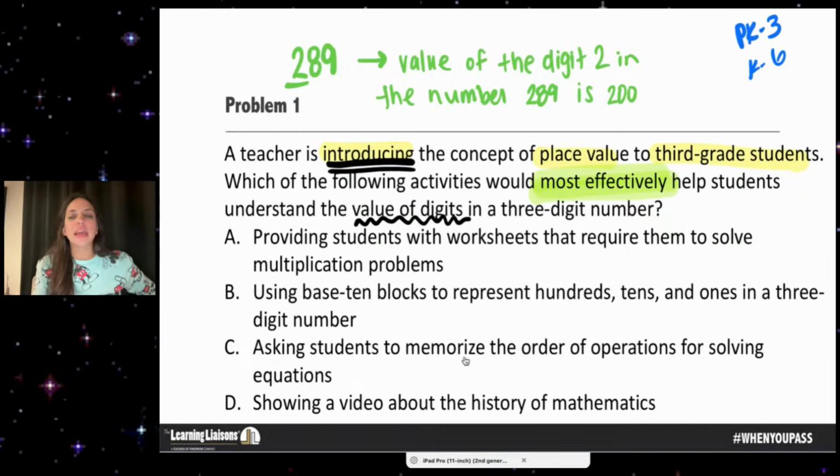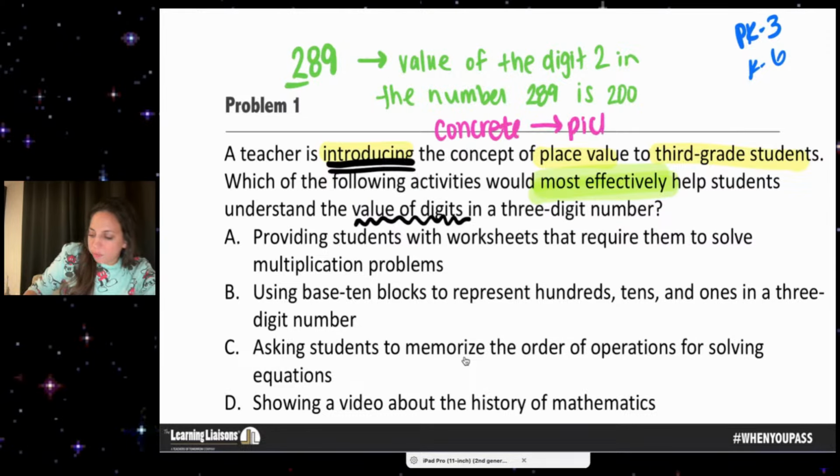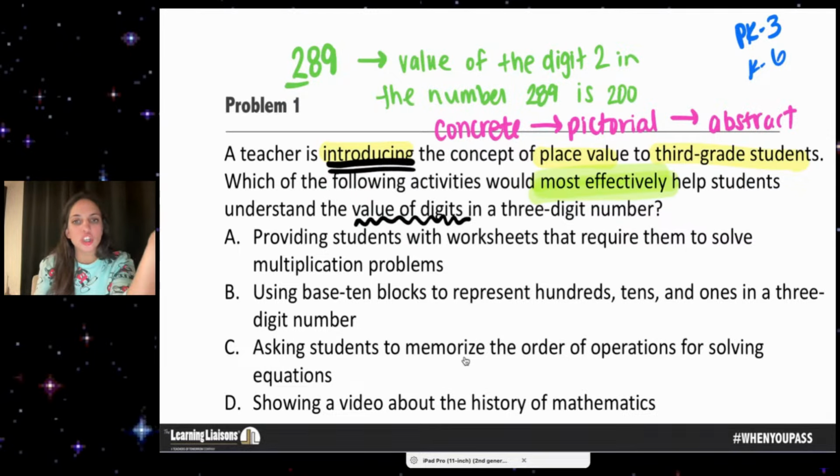So which of these is going to help the students understand the value of the digits in an introduction? Well, when we're talking about the introduction of a concept in mathematics, regardless of whether it's place value or anything else for that matter, students process in a concrete, then pictorial, then abstract. That is the best, most effective research-based way to introduce mathematics, no matter whether they're in kindergarten or calculus.